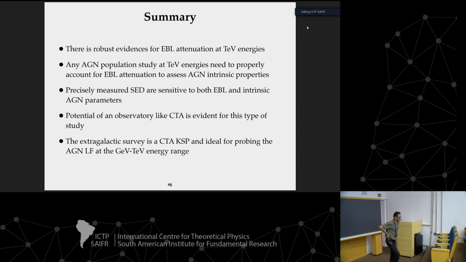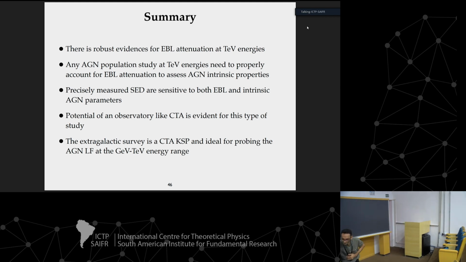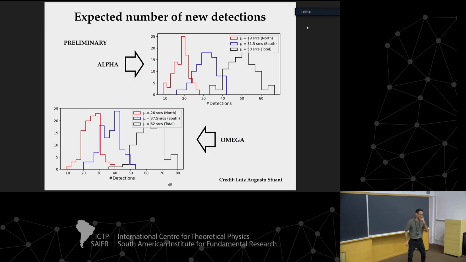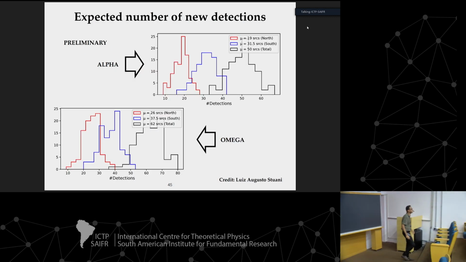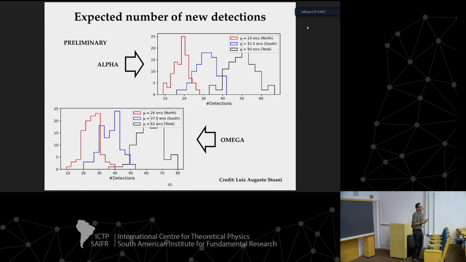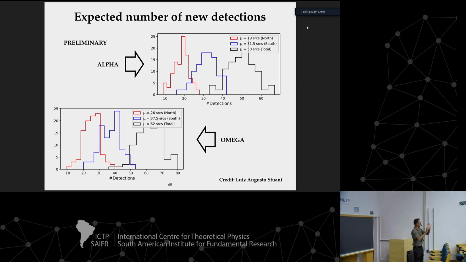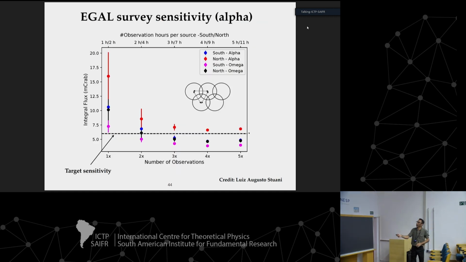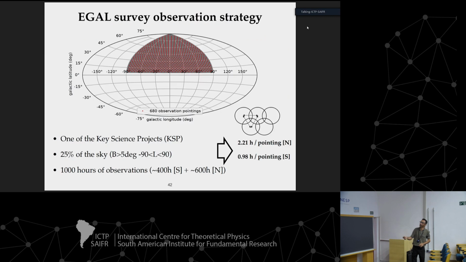So thanks for the talk. Can you go back by your slide right now? Let's say these numbers are for how long? The observation time. The full program or for a year? So this is 1,000 hours, distributed 400 hours for south, 600 hours for north. So this gives you on average 2.2 hours per point in the north and 0.98 in the south. Okay. So it's not much.